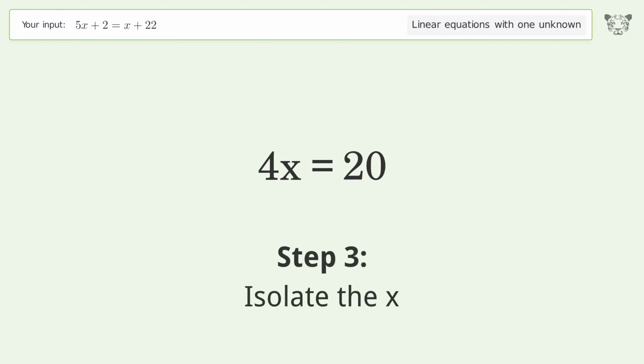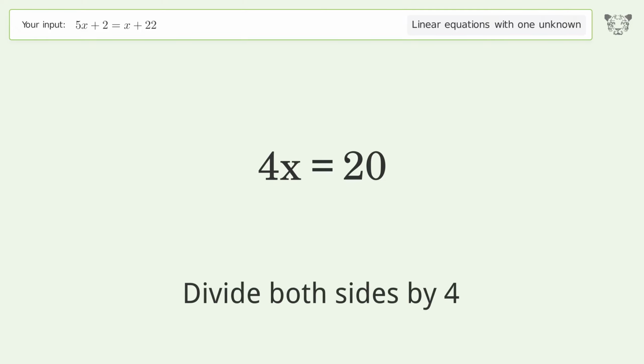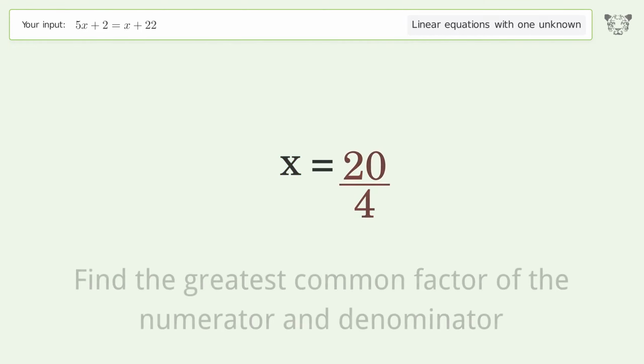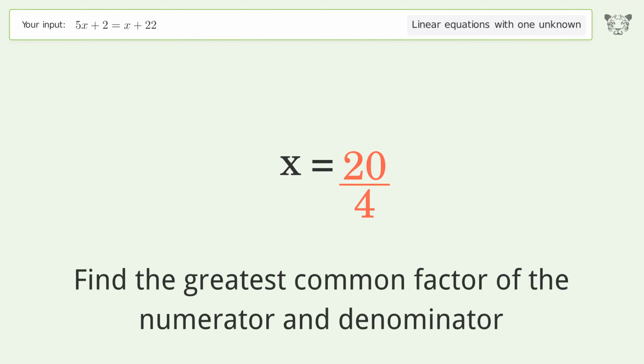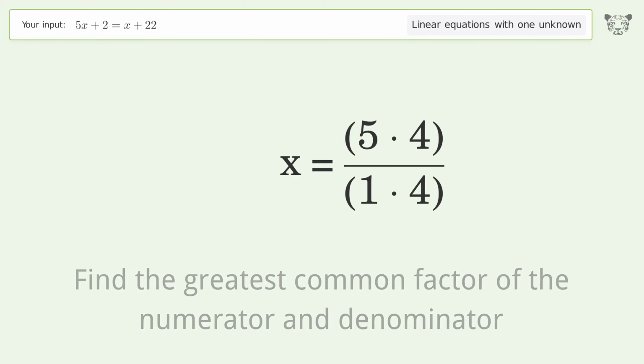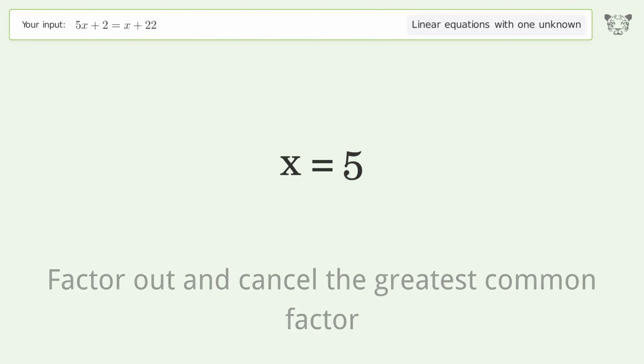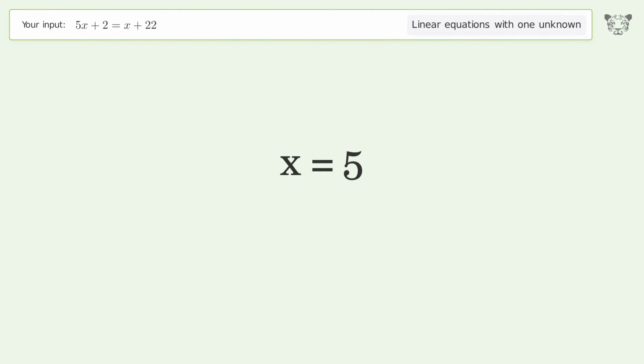Isolate the x. Divide both sides by 4. Simplify the fraction. Find the greatest common factor of the numerator and denominator. Factor out and cancel the greatest common factor. And so the final result is x equals 5.